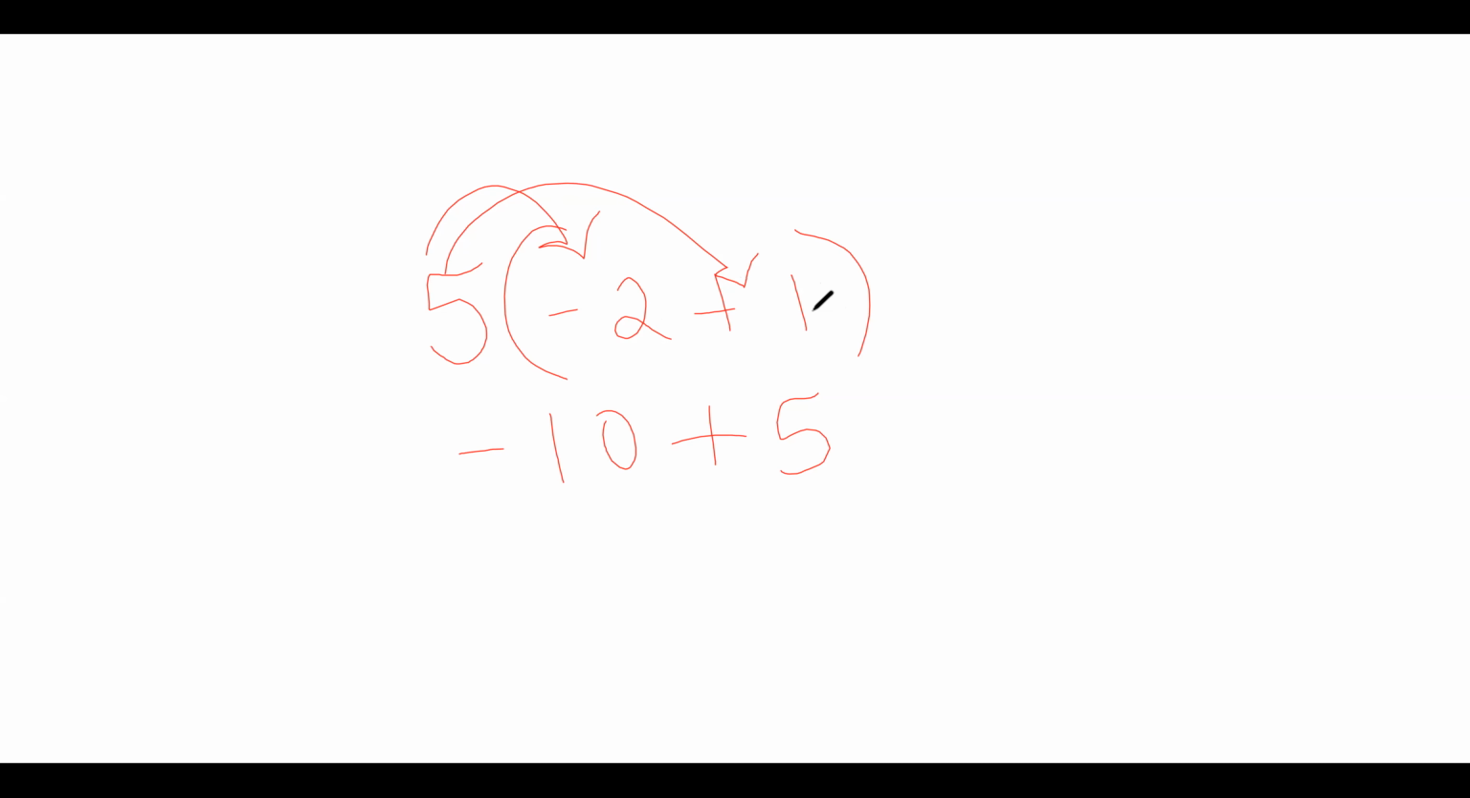We have a lot of ways that we can choose to read it. But when you're doing the math, you're saying 5 times a -2 is a -10. 5 times a +1 is a +5. So in this case, it's 5.